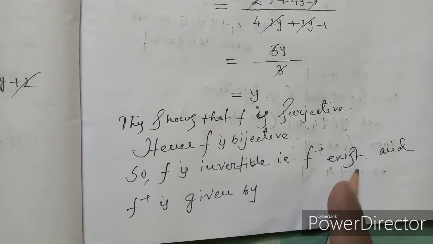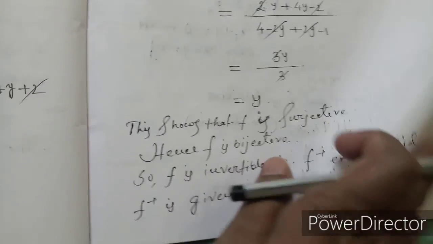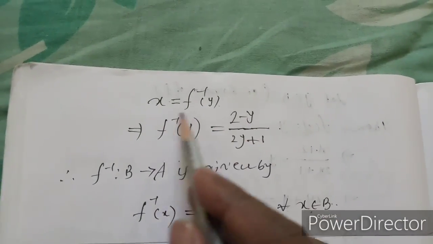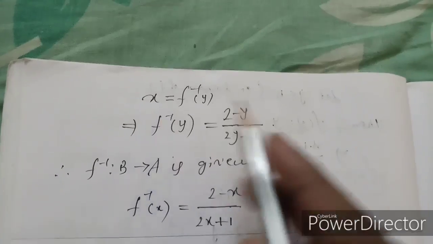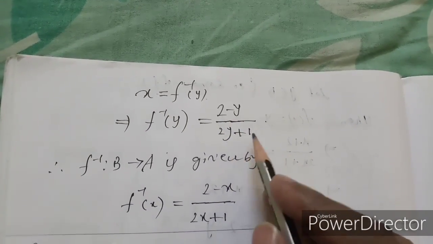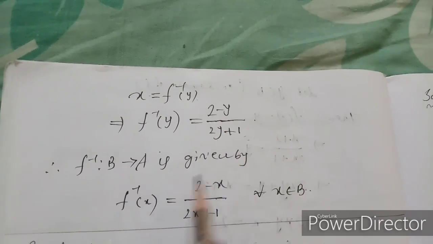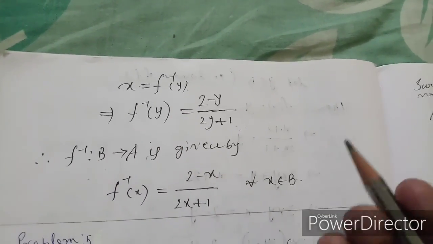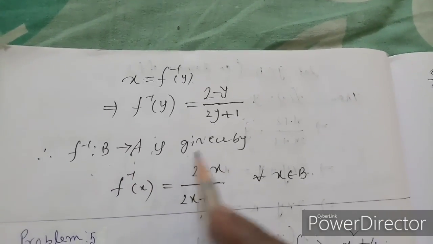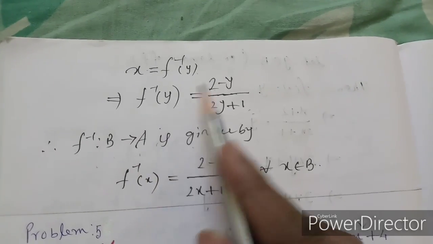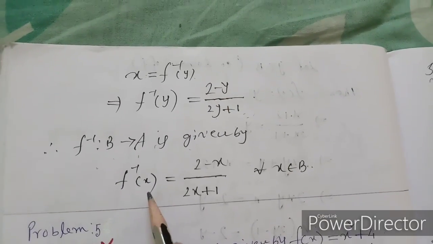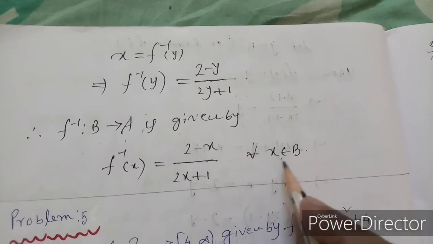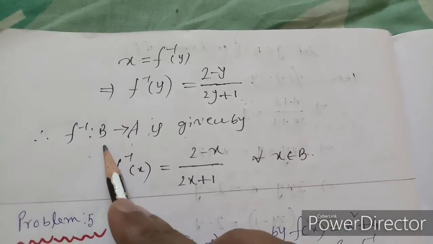That is, f inverse exists, and f inverse is given by x = f inverse of y. That means f inverse of y equals, what is the value of x? (2 - y)/(2y + 1). Therefore, f inverse from B to A, since f is from A to B, is given by replacing y by x. f inverse(x) = (2 - x)/(2x + 1) for all x belonging to B, because the domain is B.